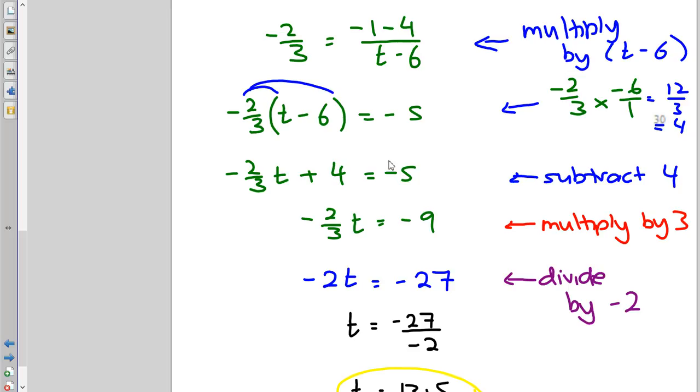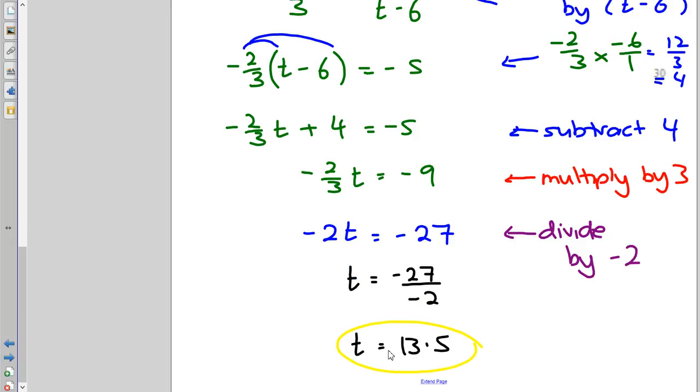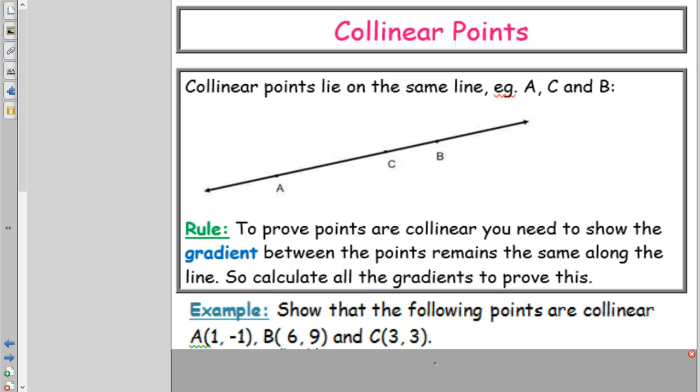Then I subtracted 4 from both sides, which is what I've done here, and that gave us negative 9 here. Then what I did is I multiplied by 3, so negative 2t equals negative 9 times 3, which gave us negative 27, and then I've divided off the negative 2. So t, in this case, ended up equaling 13.5, a different answer. So as I said, cross multiplying might have been a lot easier, a lot smoother.